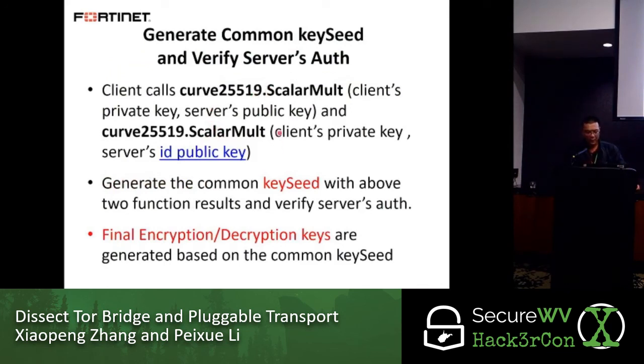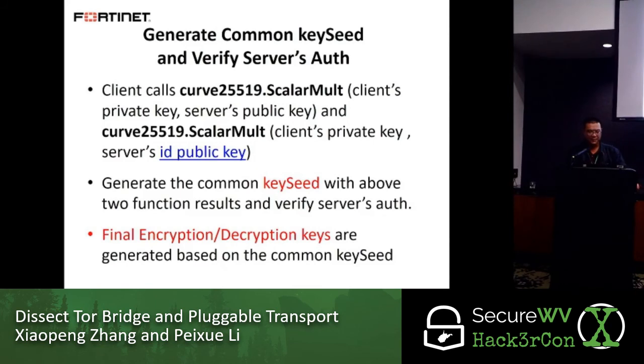When we go back to the client side with the server's handshake packet, the server's public key will be restored from the server's representative. The client calls this function with the client's private key and the server's public key, and calls it again with the client's private key and the server's ID public key. That is retrieved from the base64 decoded cert inside the bridge configuration line.